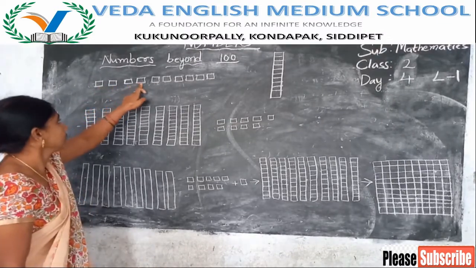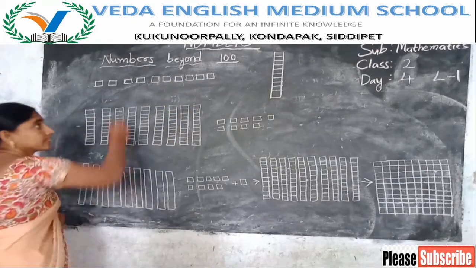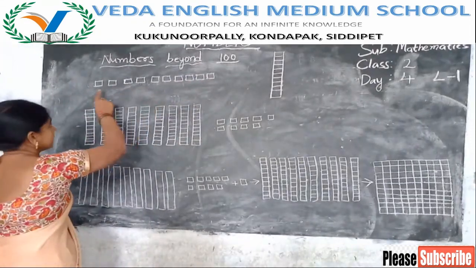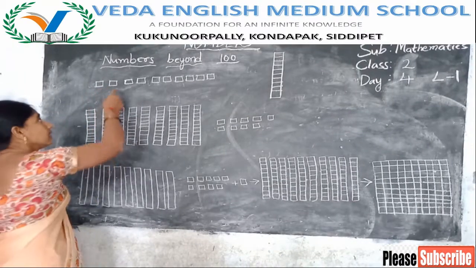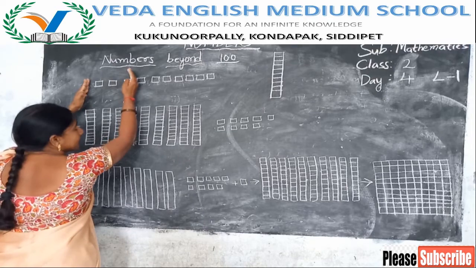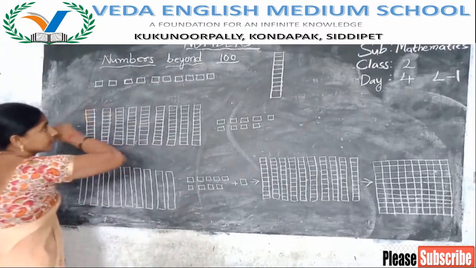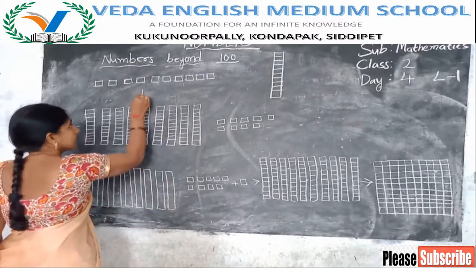1, 2, 3, 4, 5, 6, 7, 8, 9, 10. 10 boxes are given. Each box contains one. 2 boxes contain 2 ones. Like that, 3 boxes contain 3 ones. Here are 10 boxes. 10 boxes contain 10 ones.